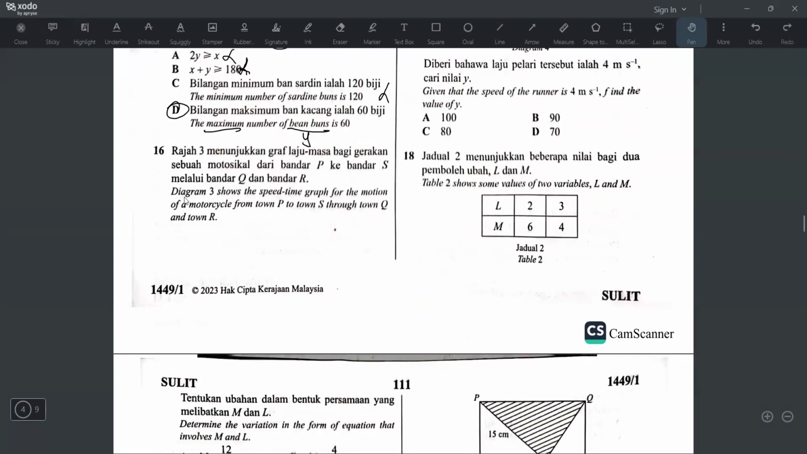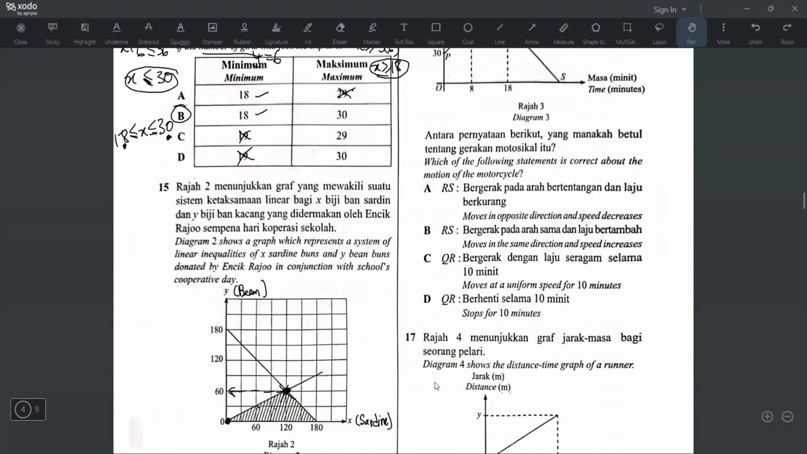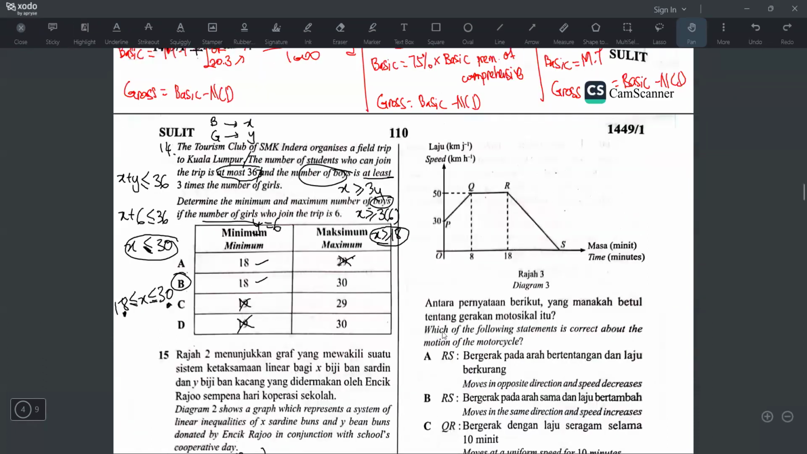Okay, number 16. Diagram 3 shows the speed-time graph. So it's a speed-time graph for the motion of a motorcycle from P to S through Q to R. So the diagram is here. And then they say, which of the following statements is correct about the motion of the motorcycle?